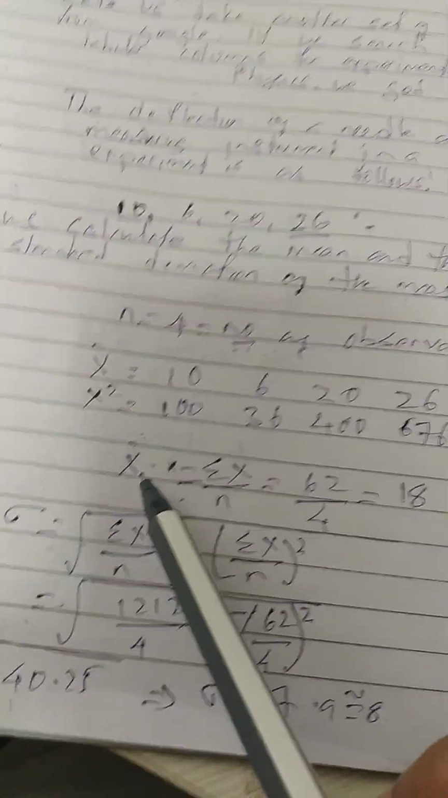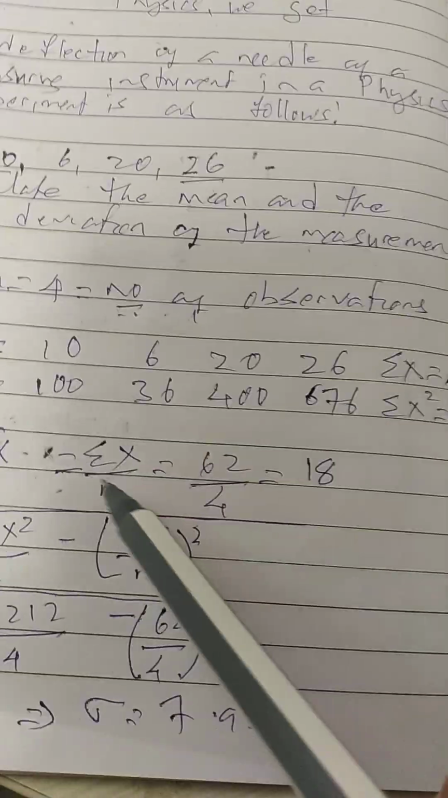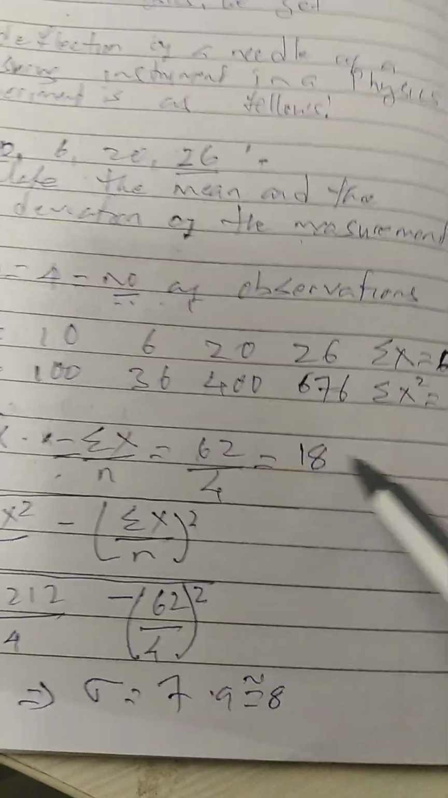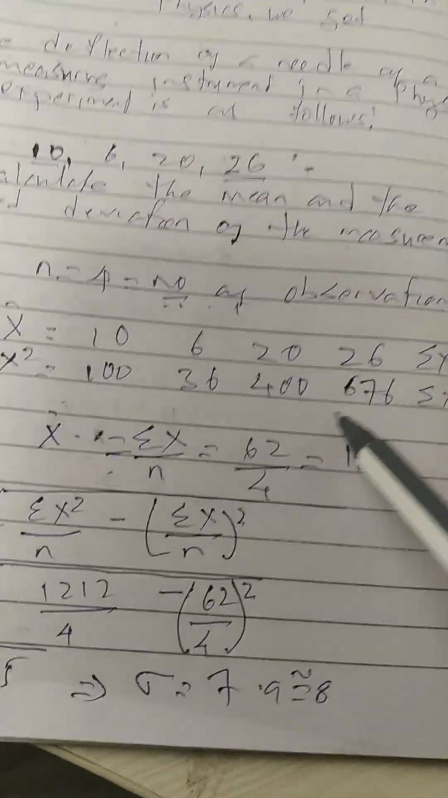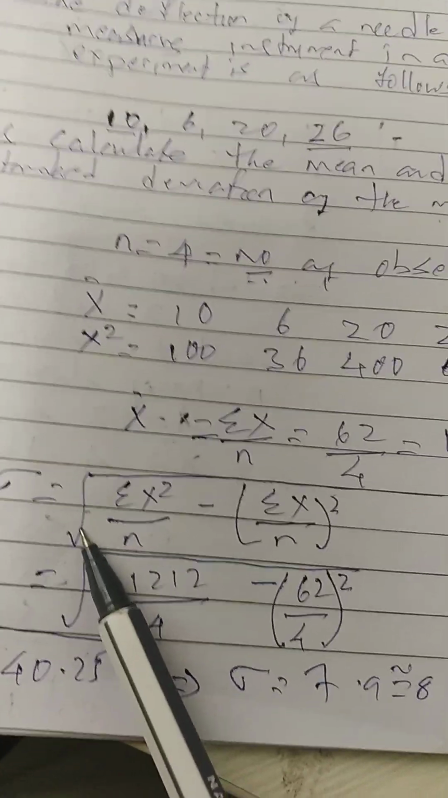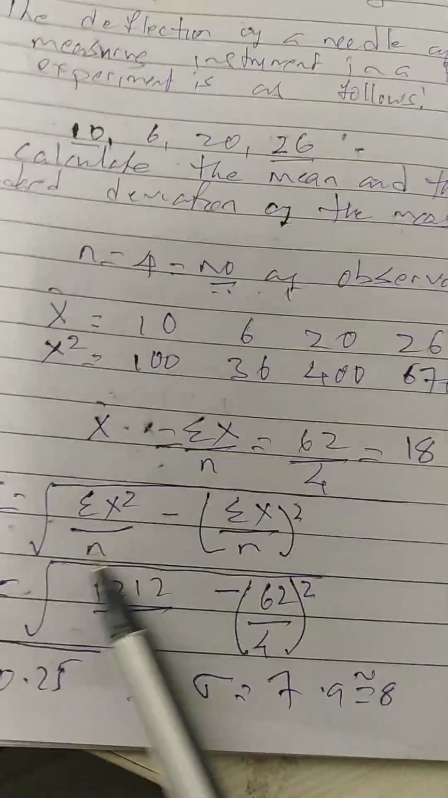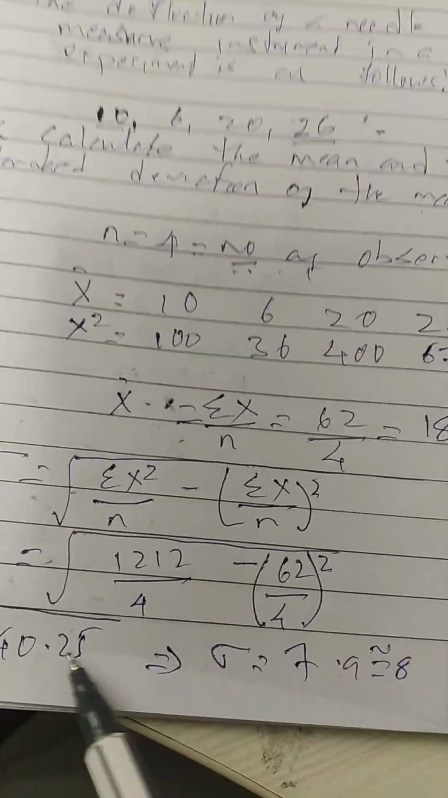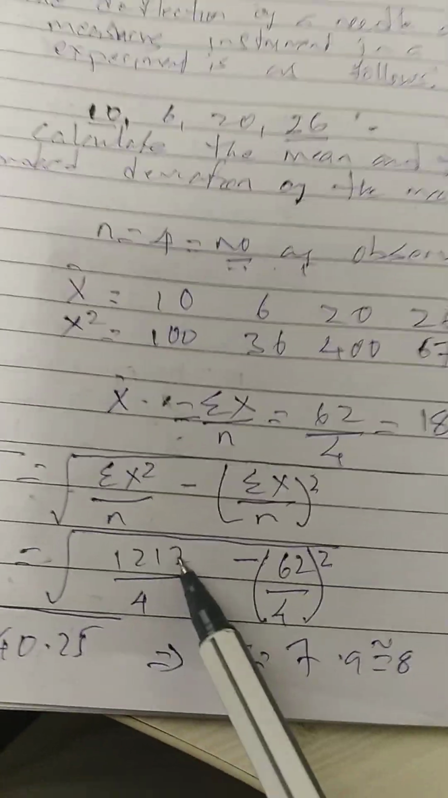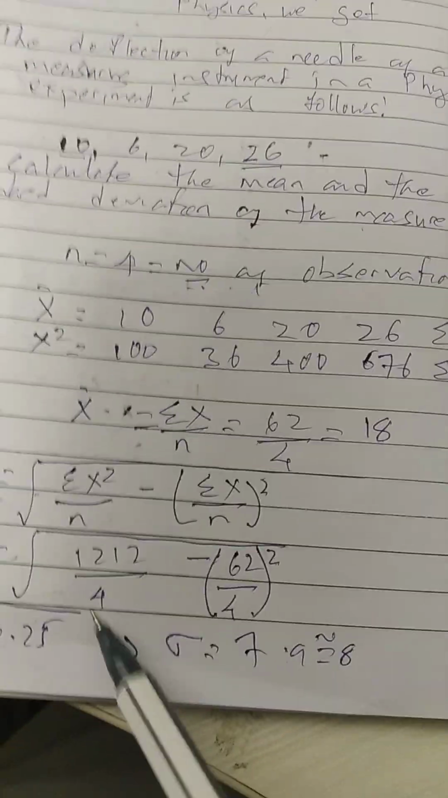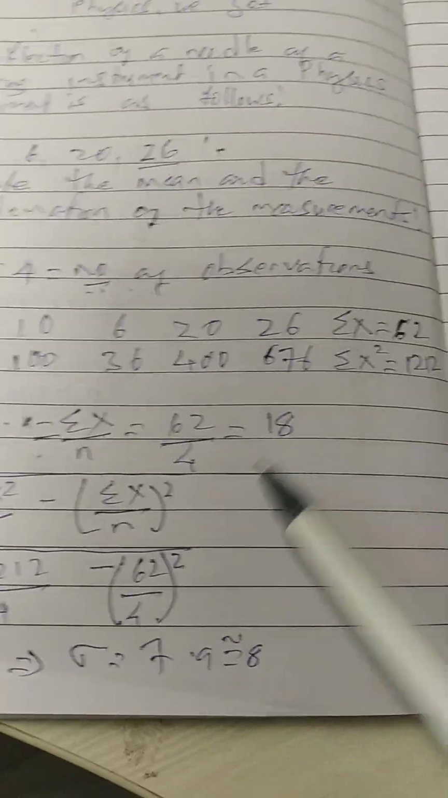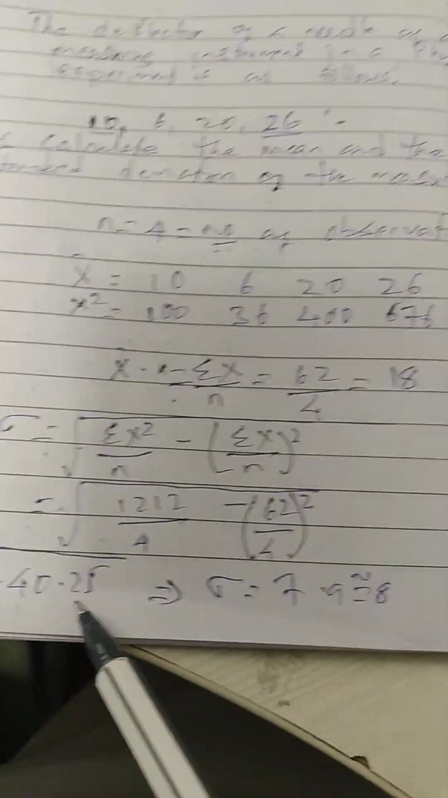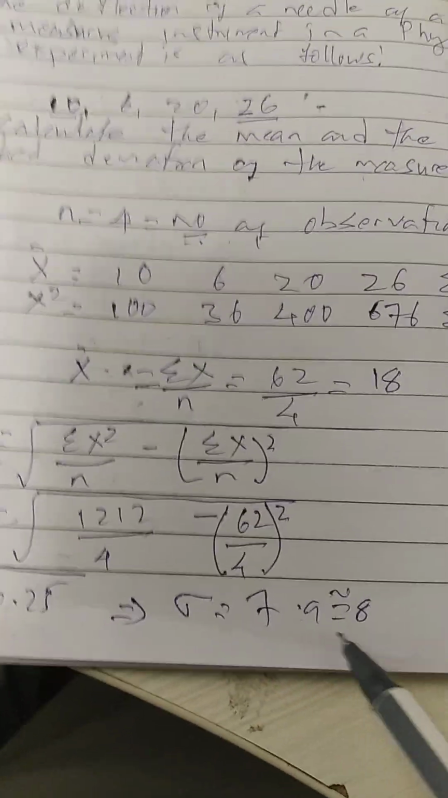Sigma x squared is equal to 1212. Now, this is the mean. Mean is equal to sigma x by n. Sigma x is 62 by 4, that is equal to 18. So this is the average value of the measurements. Now, standard deviation is given by the formula square root of sigma x squared by n minus sigma x by n whole squared. So substituting the values, we get 1212, that is the value of sigma x squared, divided by 4 minus 62 divided by 4 whole squared. So we get an approximate value of 7.9, which is approximately equal to 8.